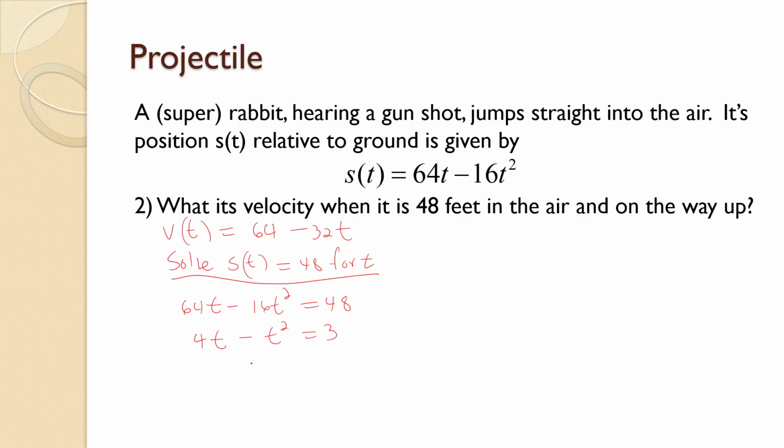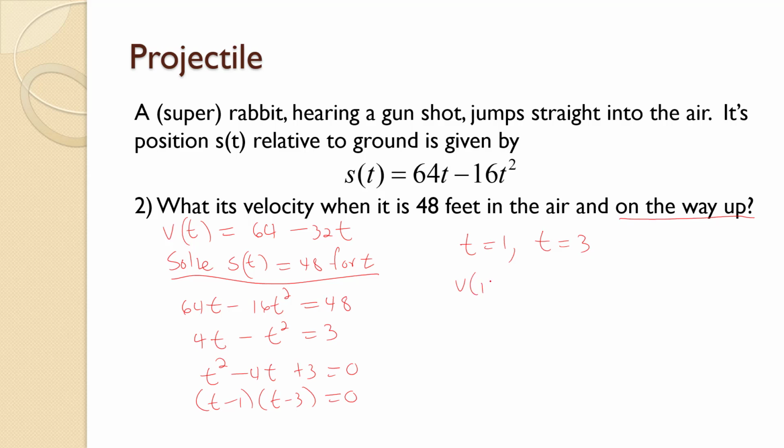By bringing everything to one side, let's say the right, and then organizing the equation, you would get t squared minus 4t plus 3 is 0. So that means t minus 1 times t minus 3 is 0. So there are 2 times that I have to worry about. But they said on the way up. So I need to evaluate the velocity at both these times.